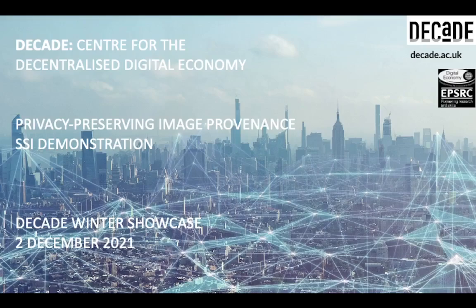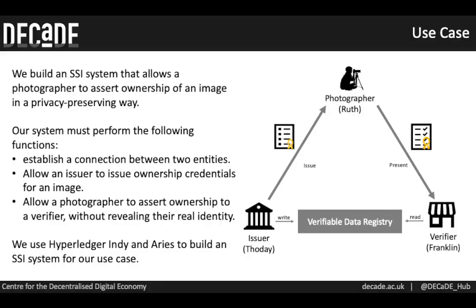In this presentation, we will show how an SSI system can be used to support privacy-preserving image provenance. We require an SSI system that allows an issuer, which we will call FODI, to issue ownership credentials to a photographer, Ruth, who can then prove ownership to a verifier, Franklin.